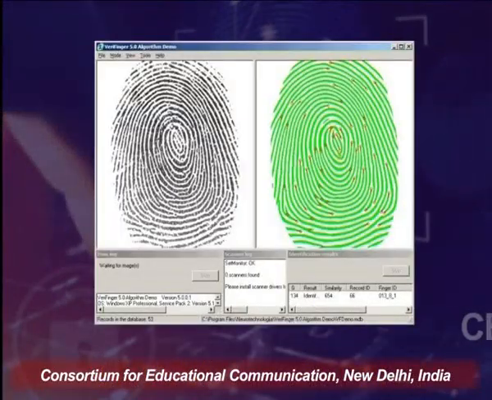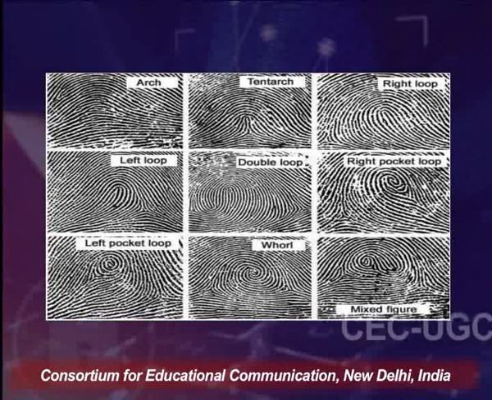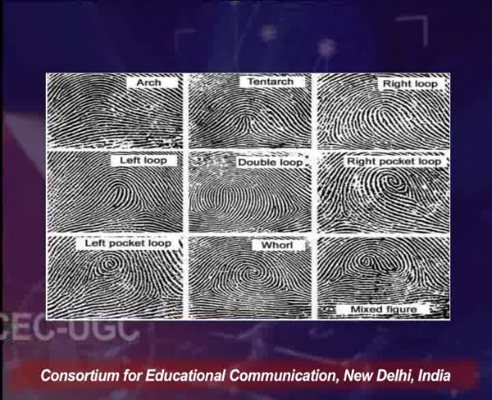So, if we have a print from the crime scene, then that print can be matched to the AFIS database, or we can upload prints from the suspects. Here also we have class characteristics and individual characteristics. For the class characteristics, we have arch, dented arch, right loop, left loop, double loop, right pocket loop, left pocket loop, whorl, or the mixed loops, where we have a mix of all the patterns.